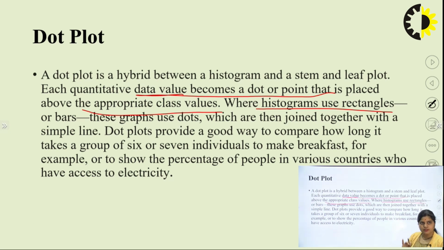Just like for the first example, if you are going to compare how long it takes a group of 6 or 7 individuals to make breakfast, for this problem we can use the dot plot. The second example is if you are going to show the percentage of people in various countries who have access to electricity. For that comparison we can also use the dot plot.